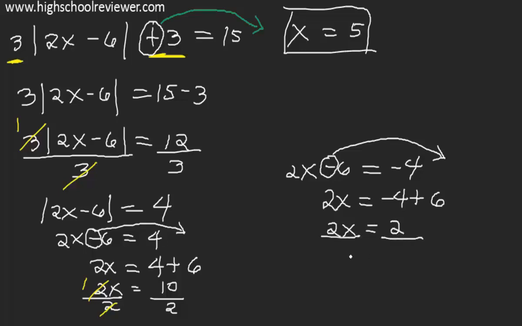Divide both sides of the equation by 2. So 2 divided by 2 is equal to 1. So x here will be equal to 2 divided by 2, which is 1. So our values for x, we have x is equal to 5 and x is equal to 1.